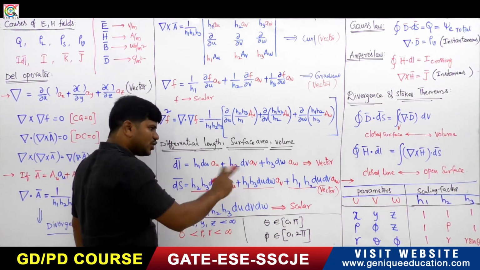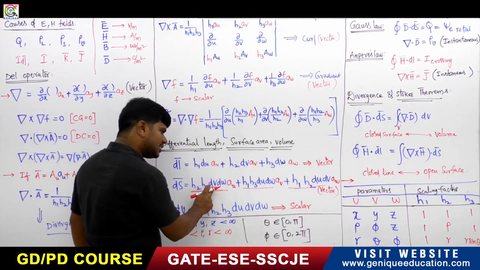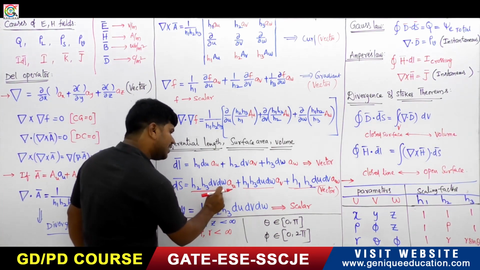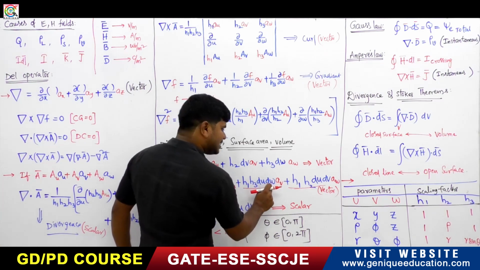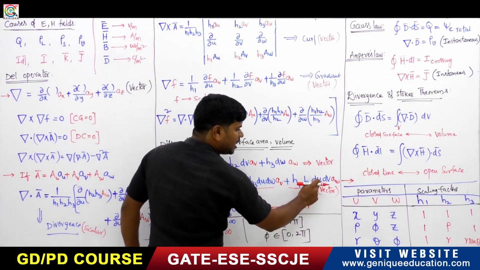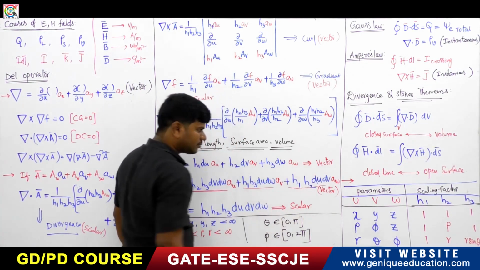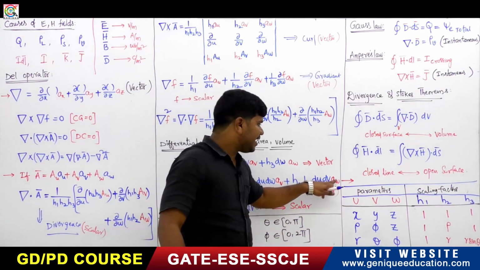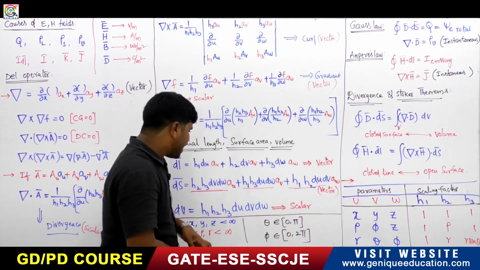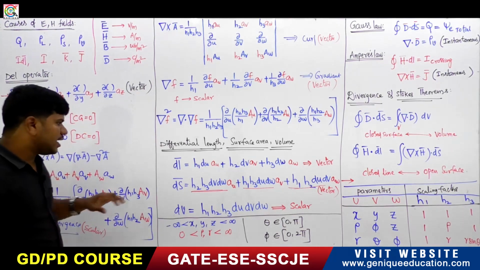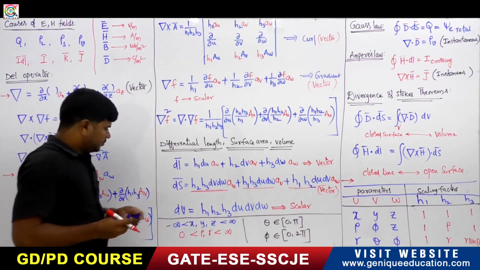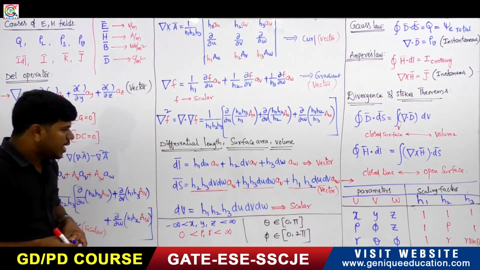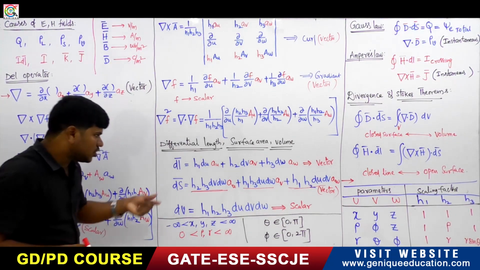In the direction of ax, H2 H3 is 1 into 1 only. So dy dz ax, dx dz ay, dx dy az. Okay, so like this you can write the differential surface area.